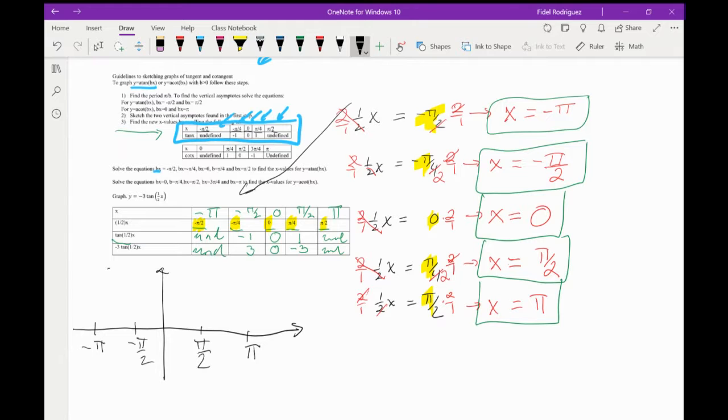Look at my y values, guys. These are my y values down here. My y values, I know there's some undefined there, but besides the undefined, they go between what two numbers? Look at the last row. Negative 3 and positive 3, right? So we're going to go like this. 1, 2, 3. 1, 2, 3. Okay. And now we're going to go ahead.